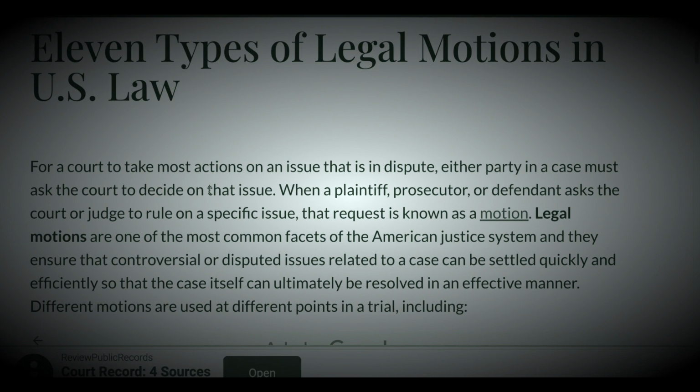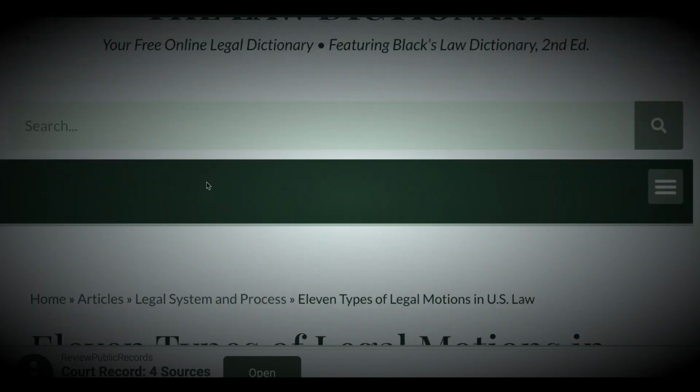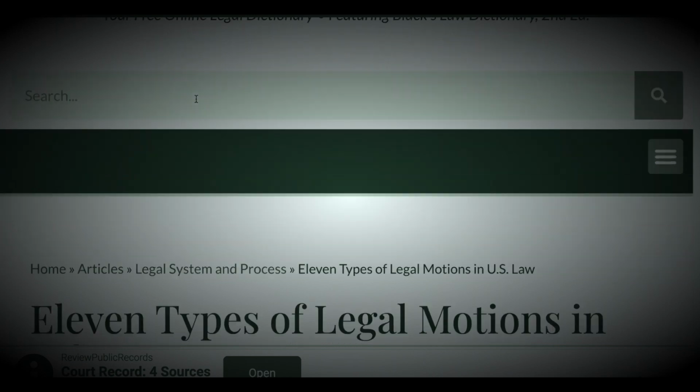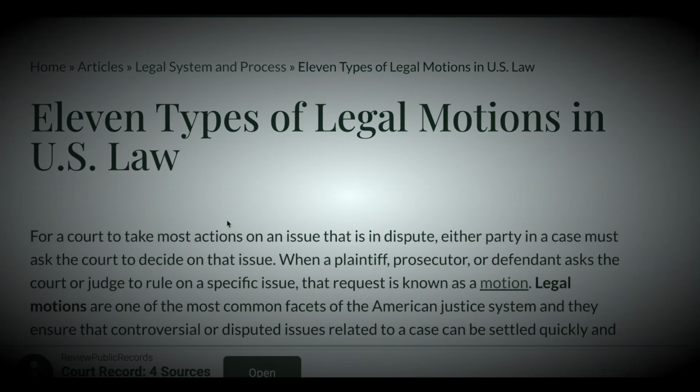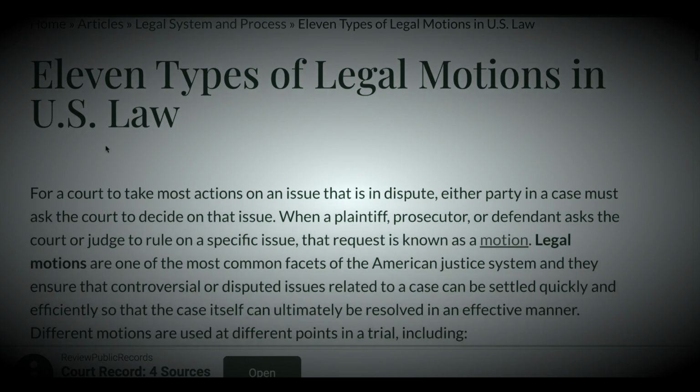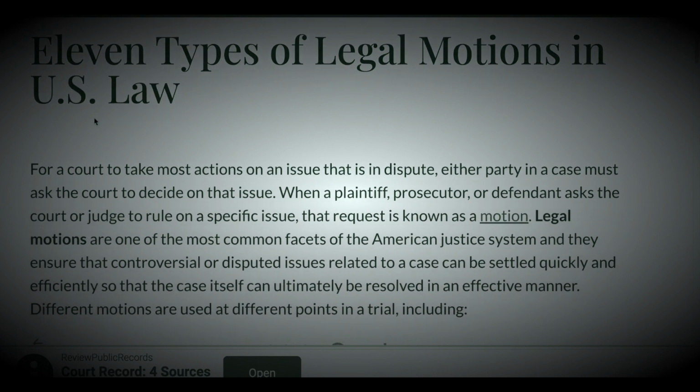that this document is talking about, and this is where I got this from, so you can look this up. This website is thelawdictionary.org. That's where I got this from. You can type in 11 types of legal motions and you'll find this document. I like to show y'all where I get stuff from instead of just saying stuff. Some people give y'all lectures and don't give you any credible sources to look up. So I like to give the sources.